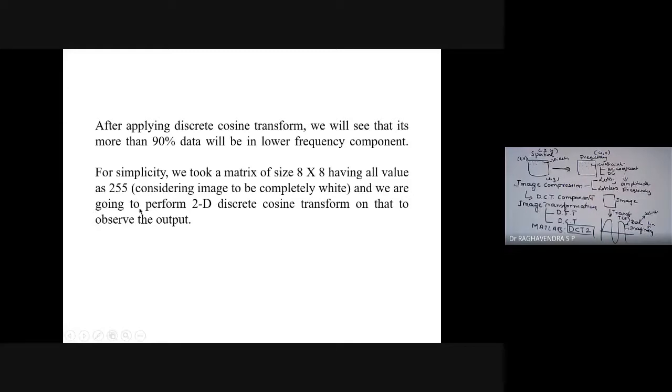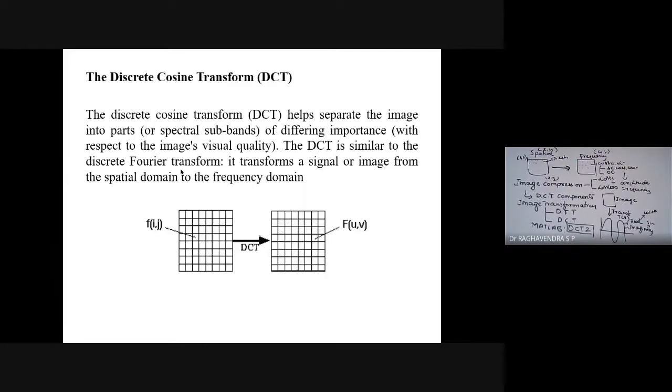Next, for simplicity, we take an 8 cross 8 grid. An image can be divided into 8 cross 8 blocks, having 255 different types of intensities. Once you apply the 2D discrete cosine transformation, what may be the output? Let us try to predict it here.